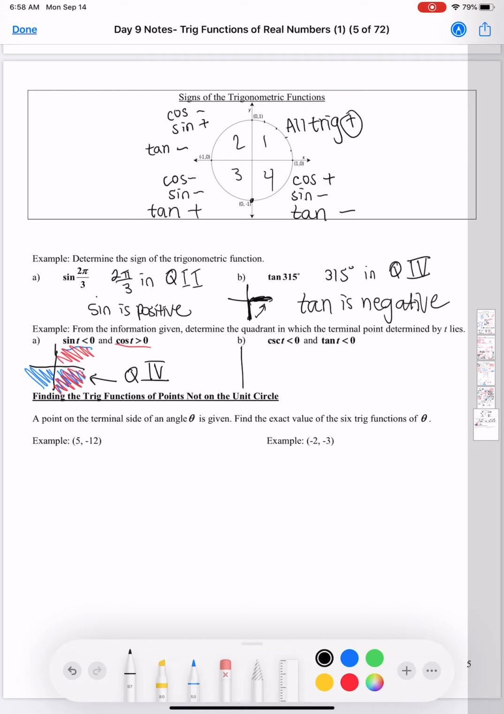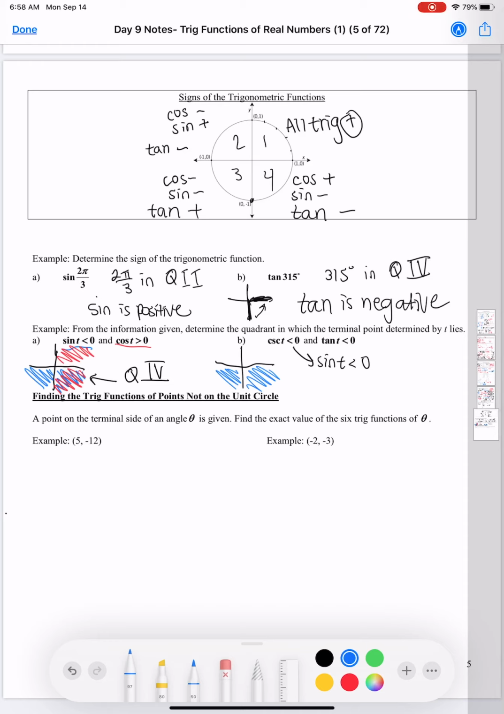All right, part B, cosecant is negative. What that tells us is that sine is also negative, since those are related to each other. So sine, again, is only negative where we have the third and the fourth quadrants.